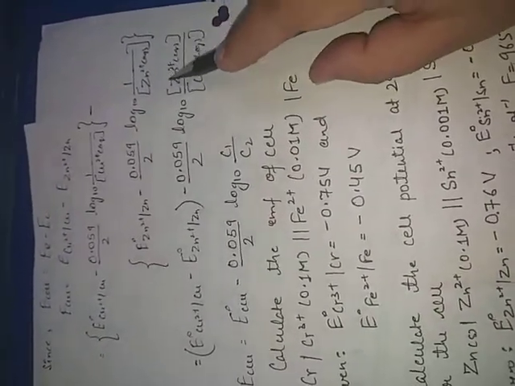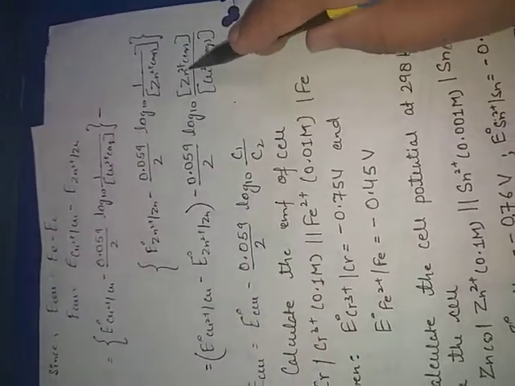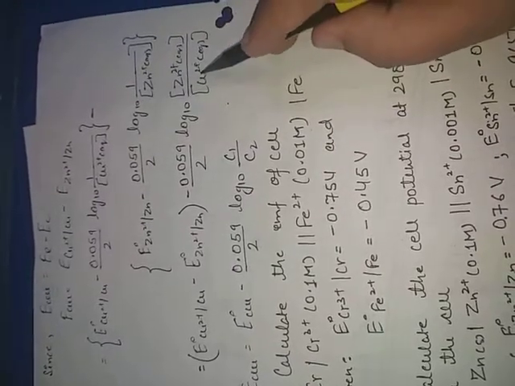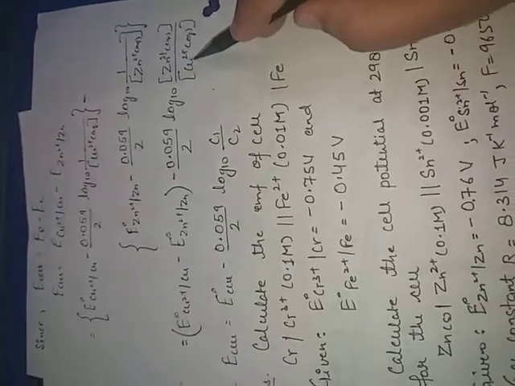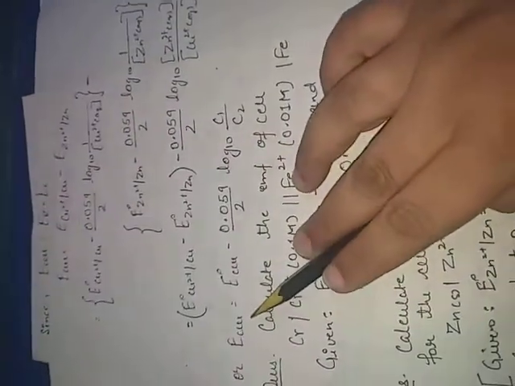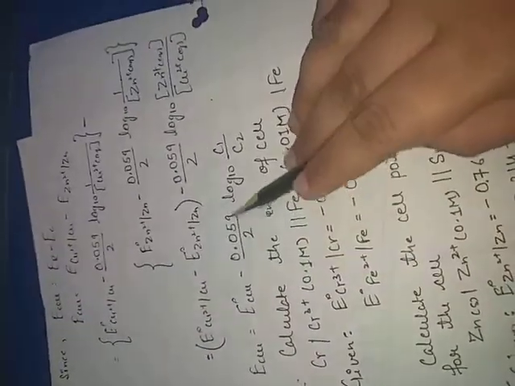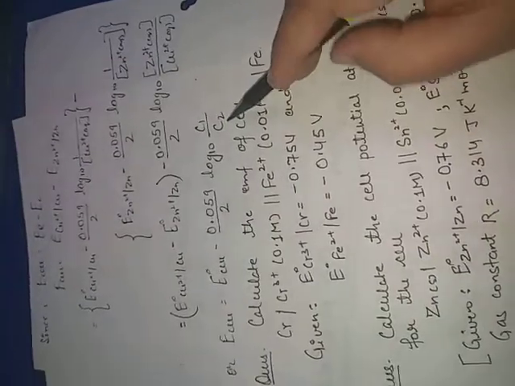Because we have taken the example of the Daniell cell only, that's why here we have written it like that, Zn 2 plus and Cu2 plus. Otherwise it is anode upon cathode. So we can write it like this also: E cell equals E naught cell minus 0.059 upon 2 log base 10 C1 upon C2.